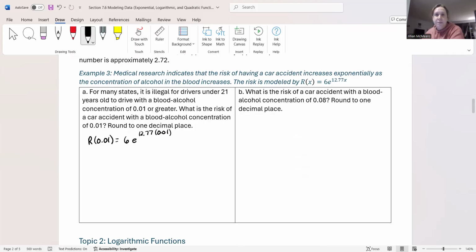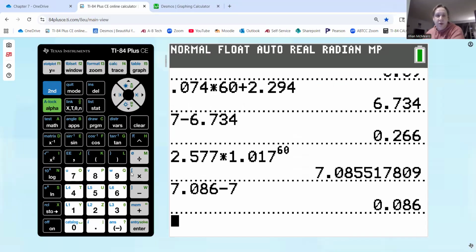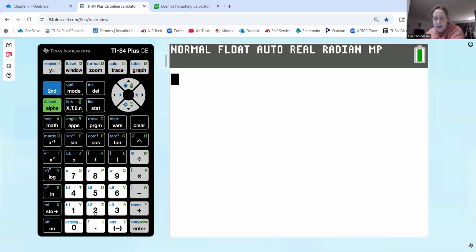So let's go to the calculator. All right. So we had 6 times e. Now, e, you can do it two different ways on the graphing calculator. If you look at your division button on the graphing calculator, in the upper left corner, it has an e, which means if you hit the blue second button and then hit division, it'll type in an e.